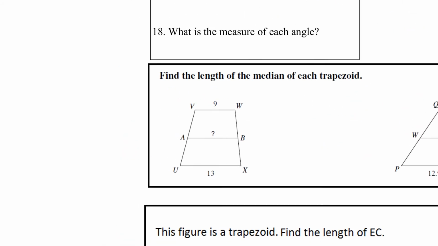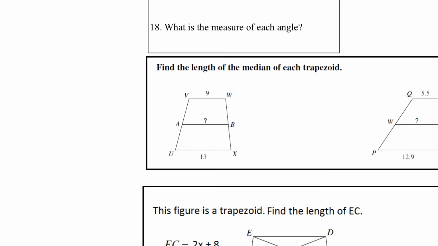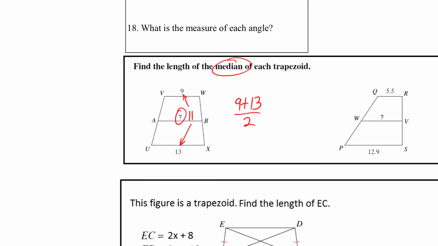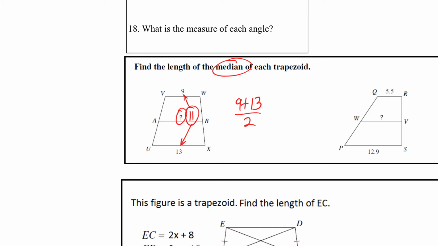All right, so let's look at this one right here. Okay, this says median, same thing as mid-segment. So how long is this right here going to be? 11. 11, because I'm looking for the number exactly halfway between these two numbers, and that's 11. Which there, it's easy to see, but what if it's a decimal? How do you do that? So the easy way to do that is to average. You just do 9 plus 13 divided by 2. So that gives you that.